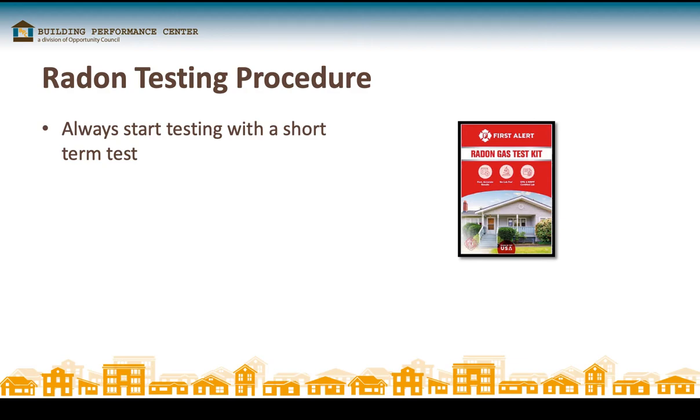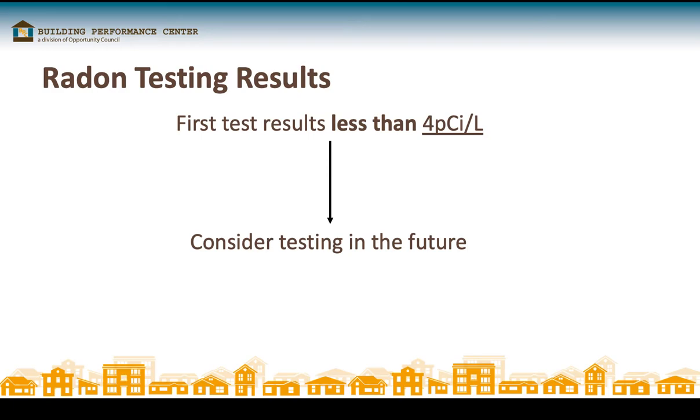All right, now we're going to look at a couple flow charts about what do you do with the results of the test. All right, and so anytime you get a radon testing result, like you do a short-term test, which is your first test, and you get less than 4 picocuries per liter, they say you're done. There's no action. But you should consider testing in the future.